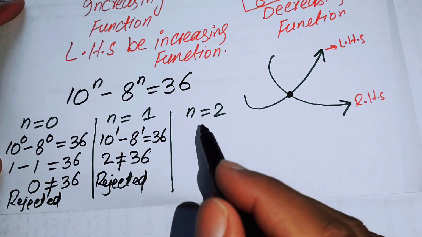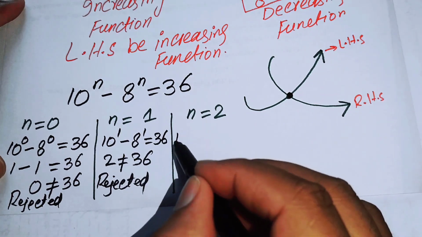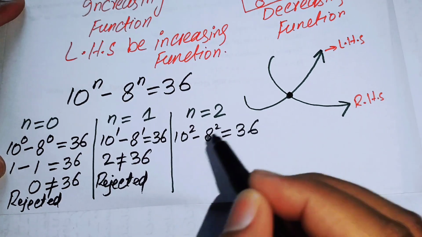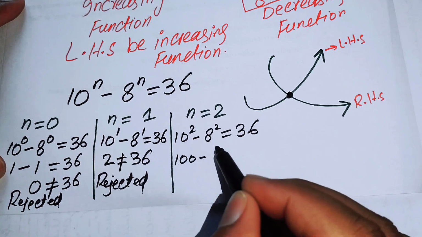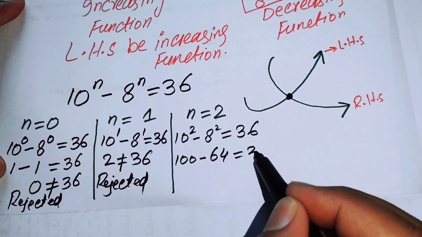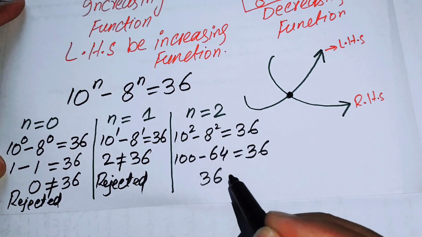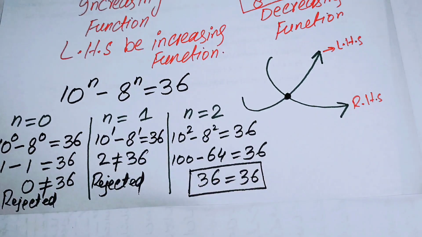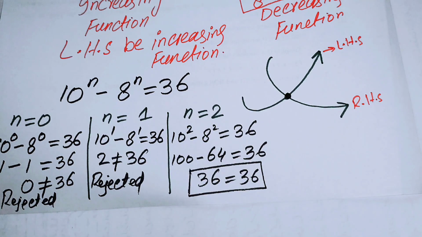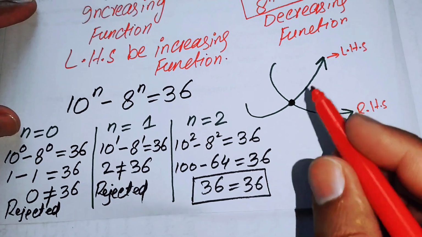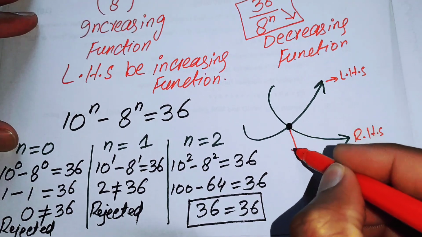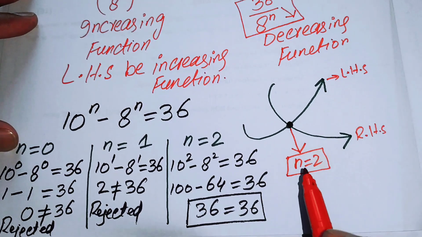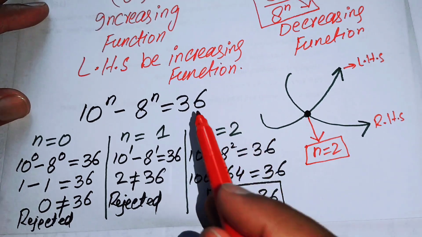Now we check n equals 2. When we put it here, you get 10 squared minus 8 squared is equal to 36, and 10 squared is 100 minus 8 squared is 64 is equal to 36, so it becomes 36 is equal to 36. This shows that n equals 2 is the solution of the given question, and this point is the point of n equals 2. So n equals 2 is the only solution of this question.